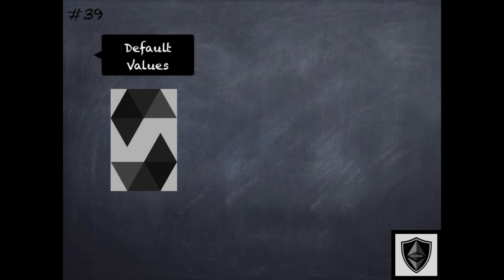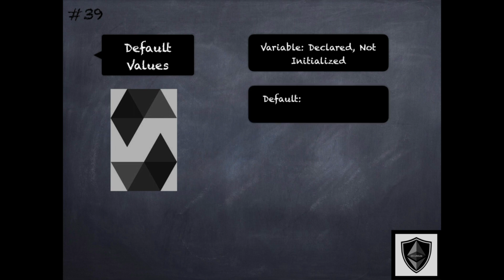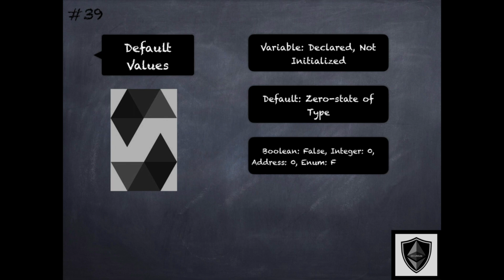Let's now take a look at default values. Variables that are declared but not initialized have default values. In the case of Solidity, the default values of variables are what is known as a zero state of that particular type. What this means is that in the case of a Boolean, it has a value of 0 as a default, and this really represents a value of false. For unsigned integers or integer types, this is 0 as expected.